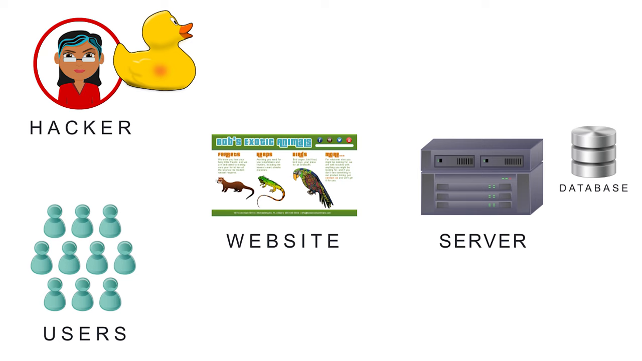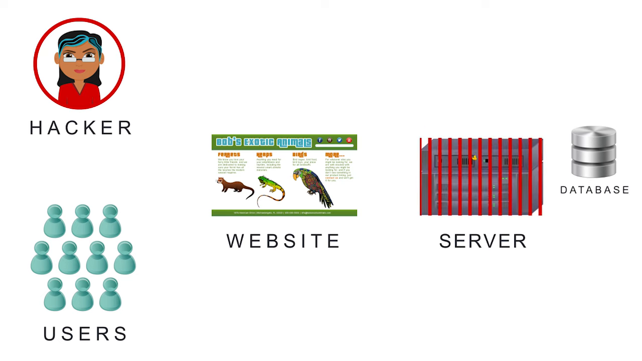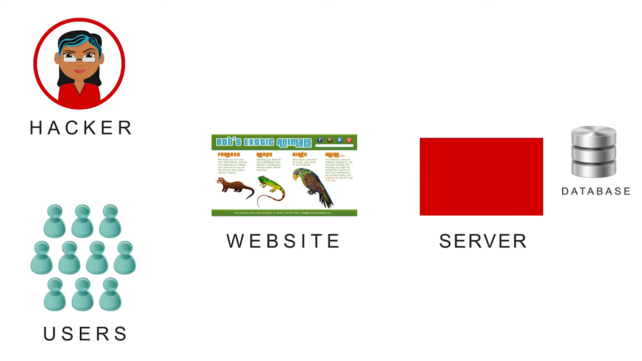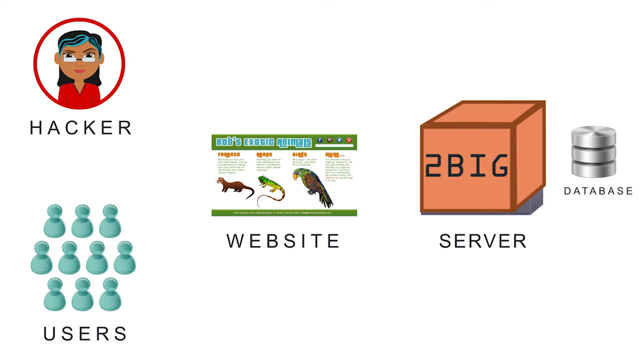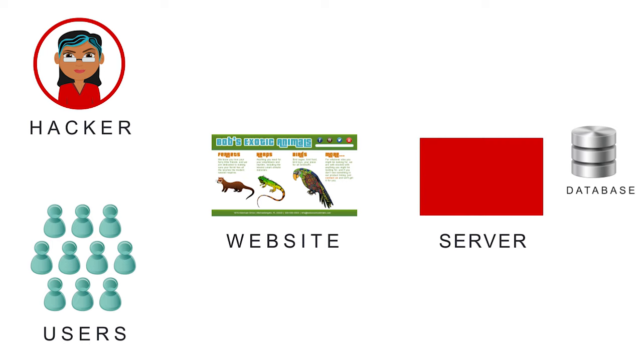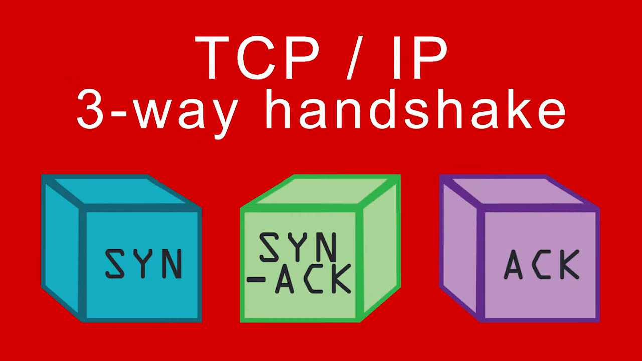Simply sending the server something other than what it was expecting was enough to shut it down. At one point, even sending packets larger than what the ICMP specification called for was enough to crash a machine. Another early trick involved exploiting the TCP/IP three-way handshake.